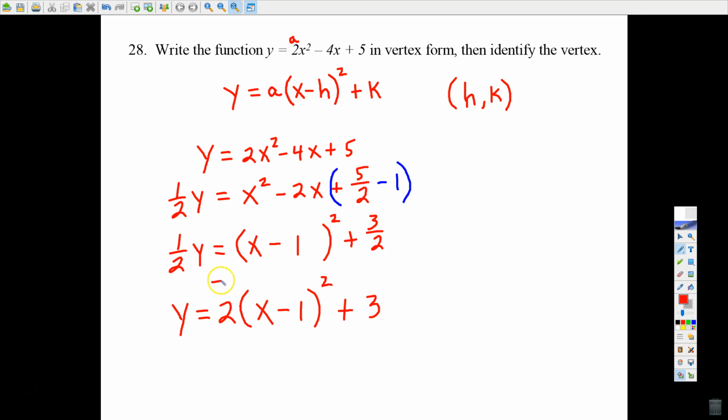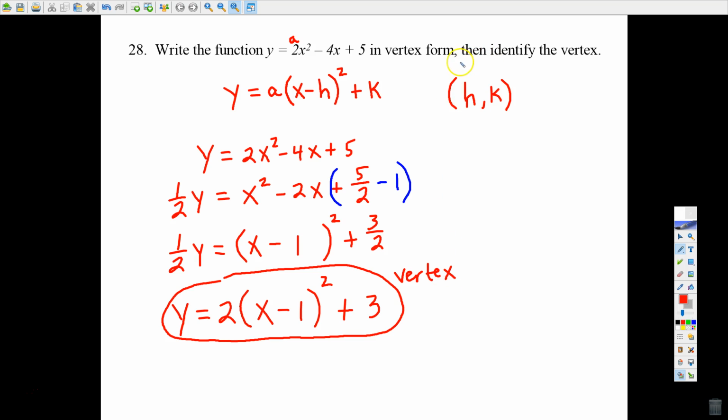So that is the vertex form version of this standard form equation. This is vertex form. And the follow-up part of this question is identify the vertex. Well, again, the vertex, the h number, which in this case is 1, represents the x coordinate of the vertex, and this outside number represents the y. So I've circled vertex form, and this is the vertex.